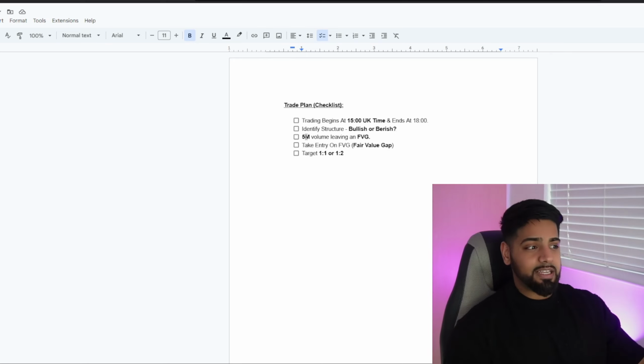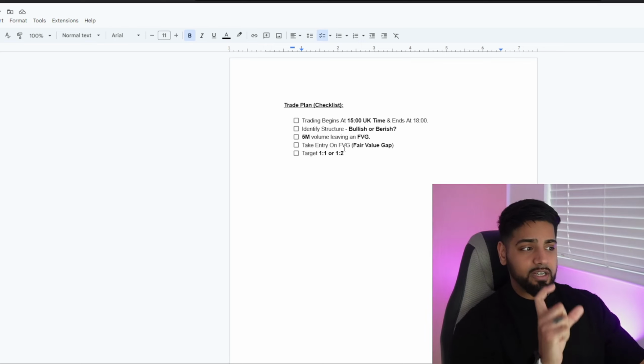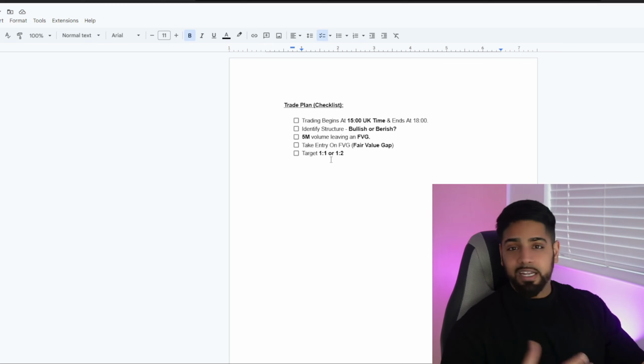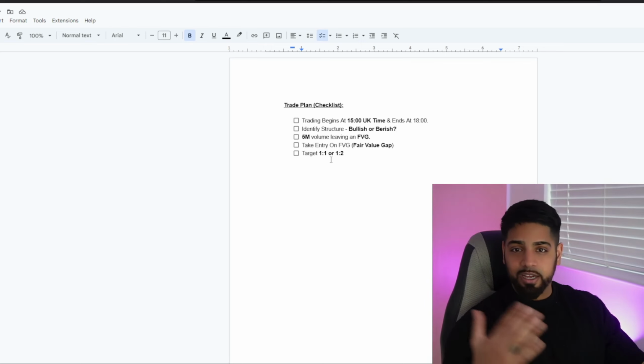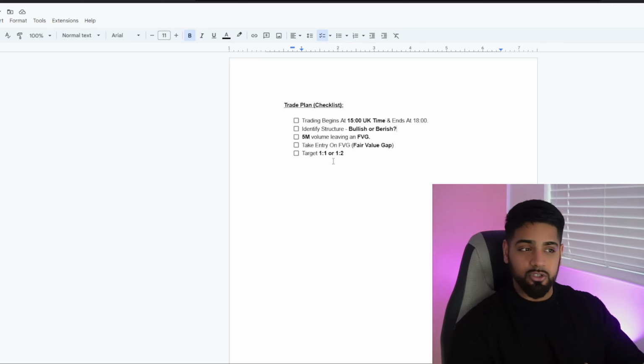But moving on to the next step, which is to take our entry on the fair value gap, which was left after this 5-minute volume candle. And last but not least, we're simply going to be targeting a 1-to-1 or a 1-to-2, and that is it. We have 5 steps. You follow these 5 steps and you're going to be able to mark up A++ setups.